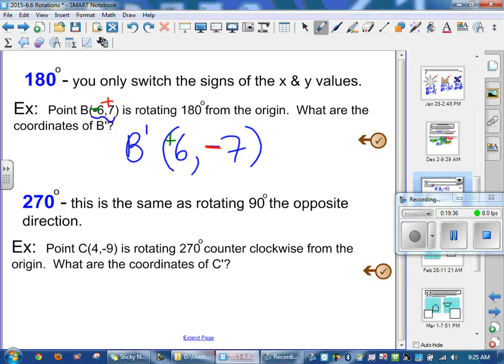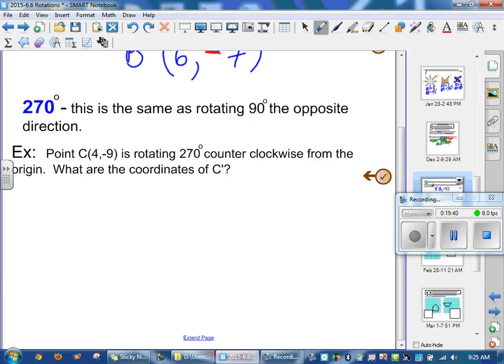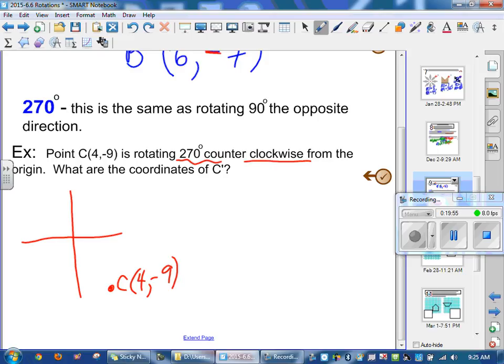So it says point 4, negative 9. So we need to plot positive 4, negative 9 way down here. So point C, 4, negative 9. Now it's telling us it's going to rotate 270 counterclockwise. So it's telling me it's supposed to go this way, 270. Well, that way 270 degrees is the same as me going this way, the opposite way, 90.